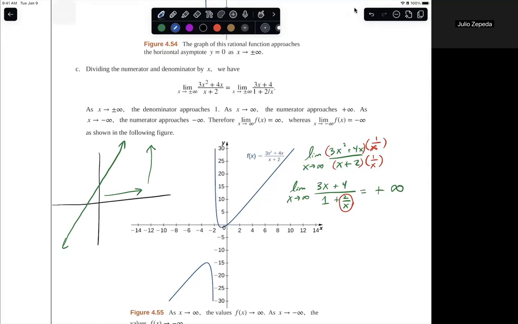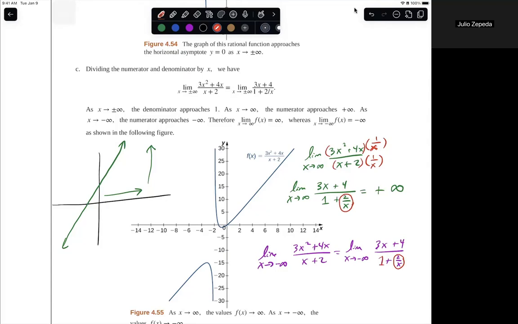And then the other direction we should look at as well, the limit as x approaches negative infinity of this function, 3x squared plus 4x over x plus 2. We've already done the work, so we'll just write it down again. The limit as x approaches negative infinity of, this is going to come out to 3x plus 4 over 1 plus 2 over x. As x goes to negative infinity, this 2 over x term is still going to go to 0. The 1 is still going to have a limit of 1, so we have 1 in the denominator.